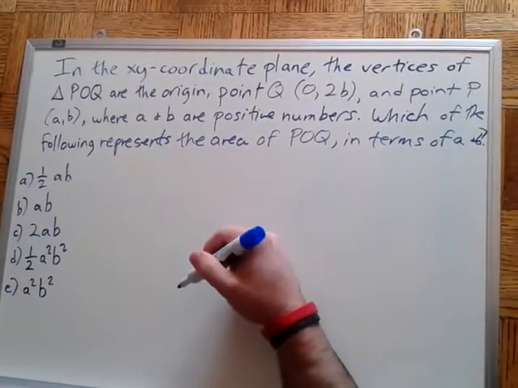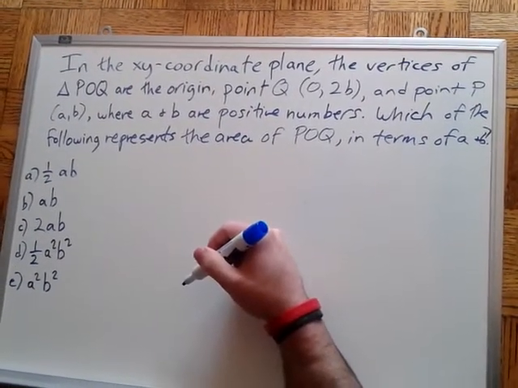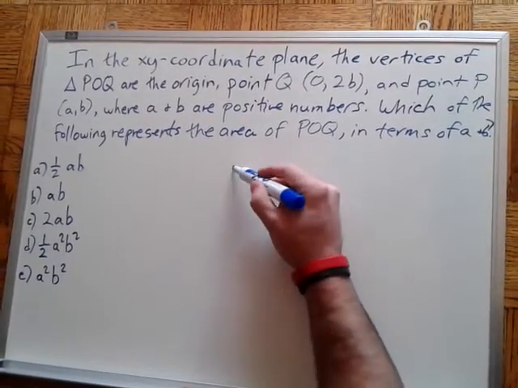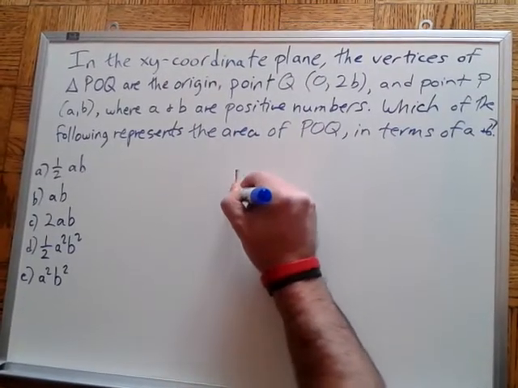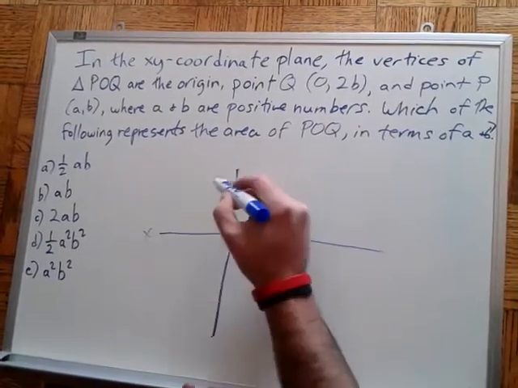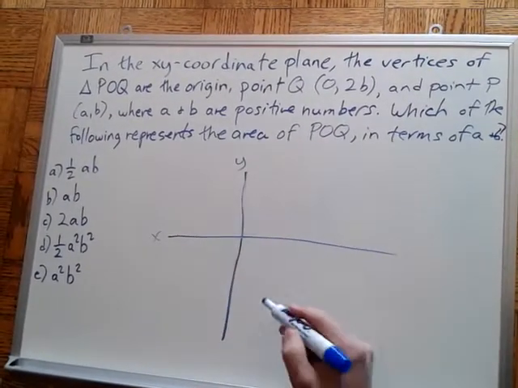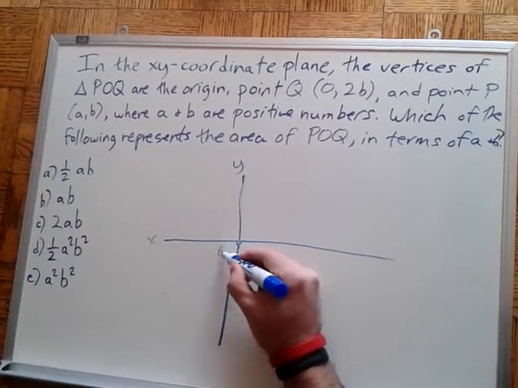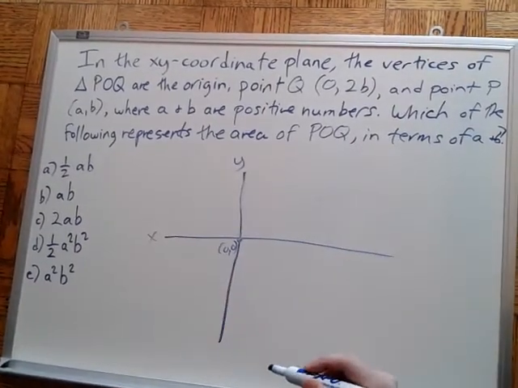So typically, let's see if we can draw a picture. Let's see if we can get an idea what's going on here. So I'm going to draw the coordinate plane. Here's my x-axis. Here's my y-axis. We should know where the origin is, right? That's right there, 0, 0.